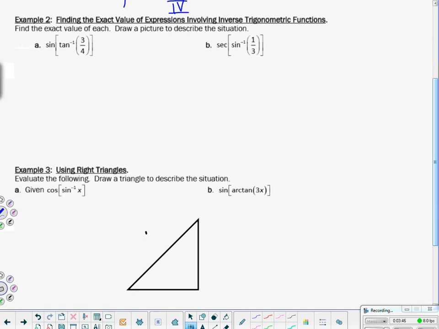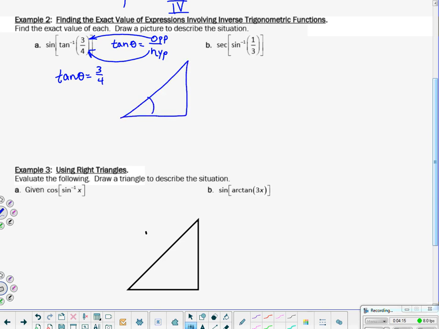Example 2, find the exact value of expressions involving inverse trigonometric functions. So I know that tangent of some angle is opposite over adjacent. I could even think this number 3/4 represents opposite over adjacent. So I have some tan of theta equals 3/4. And that would be a triangle that has opposite over adjacent. Okay, so we got 3 over 4. Now that will be with this angle theta.